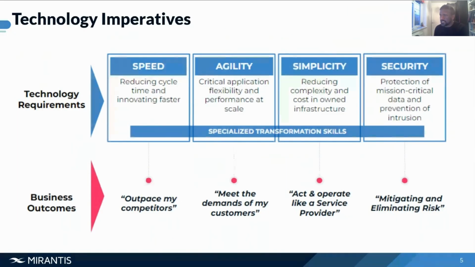Moving on to technology imperatives. So ultimately, the driver for this is business outcomes. When we talk to most of the organizations that we work with, it is all about outpacing competitors. And how is that done? That's through speed. It's all about reducing time to access features and functions, innovating quicker. Also, from the customer perspective, it's about meeting the demands of customers, and that's provided through agility, being agile with your cloud platform. Having the flexibility and performance at scale is absolutely essential.